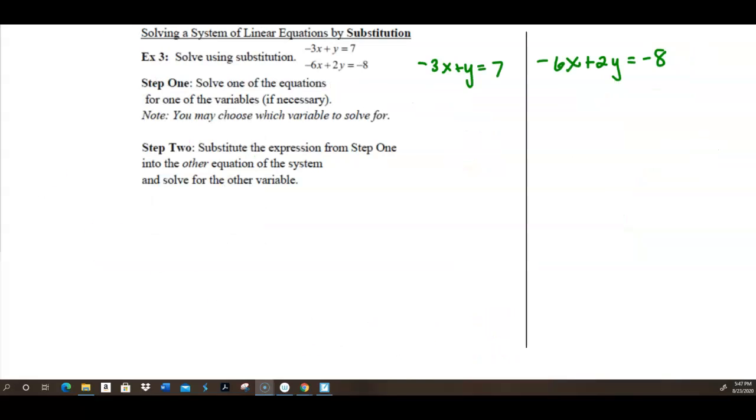Example 3 is I'm going to solve the system of linear equations by substitution. What I like to do is put one equation on the left side and one equation on the right side. Then in the first column, which has the negative 3x plus y equals 7, I am going to solve for a variable. And it doesn't matter which variable you solve for, so always just pick the easiest variable.